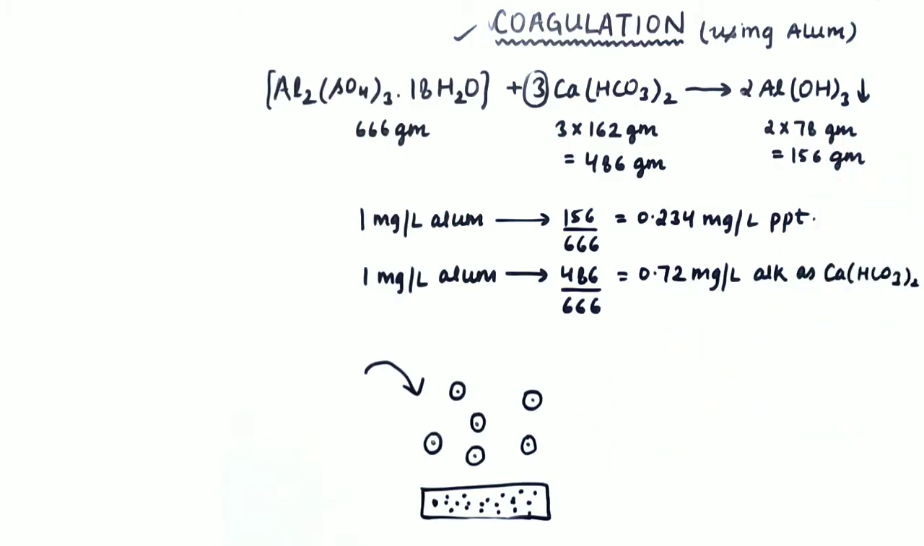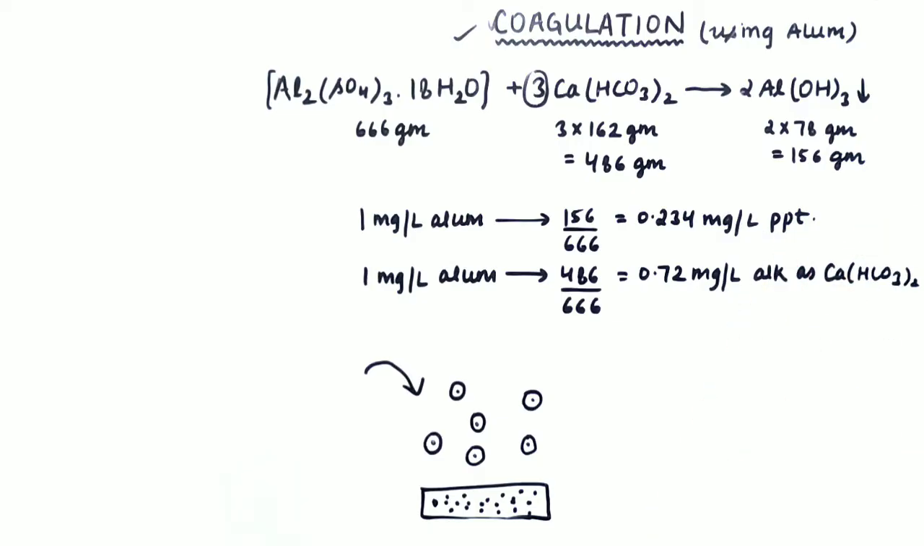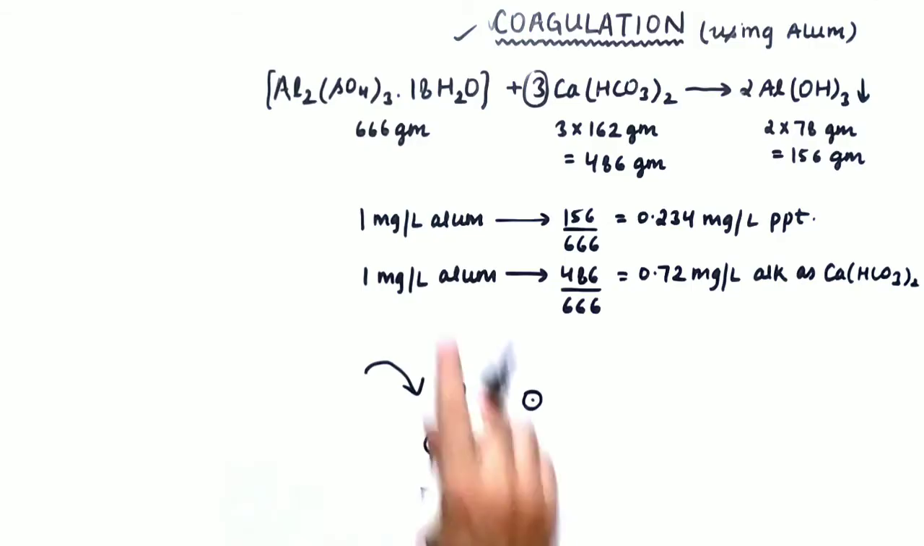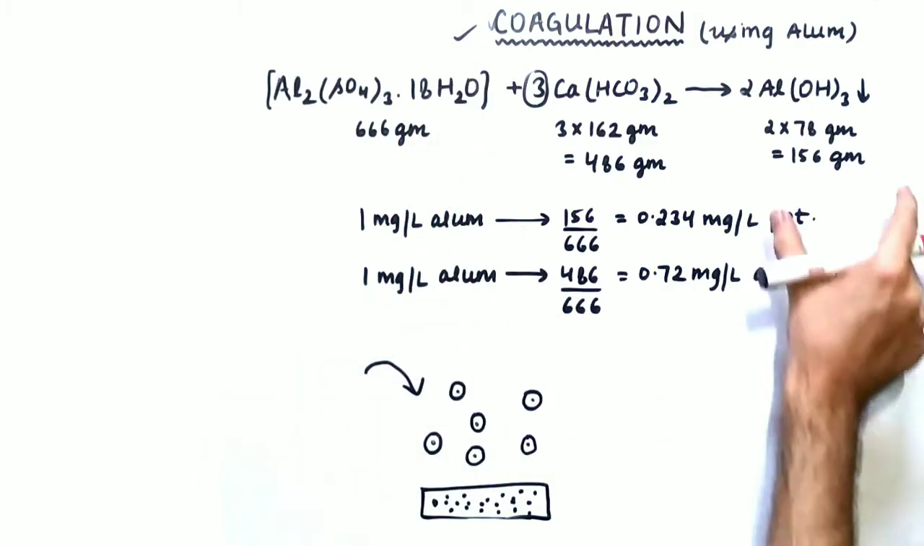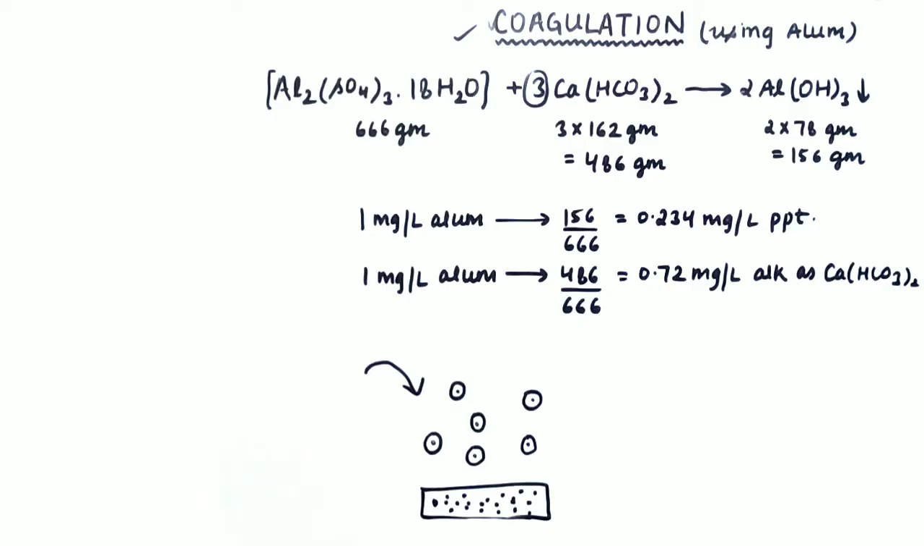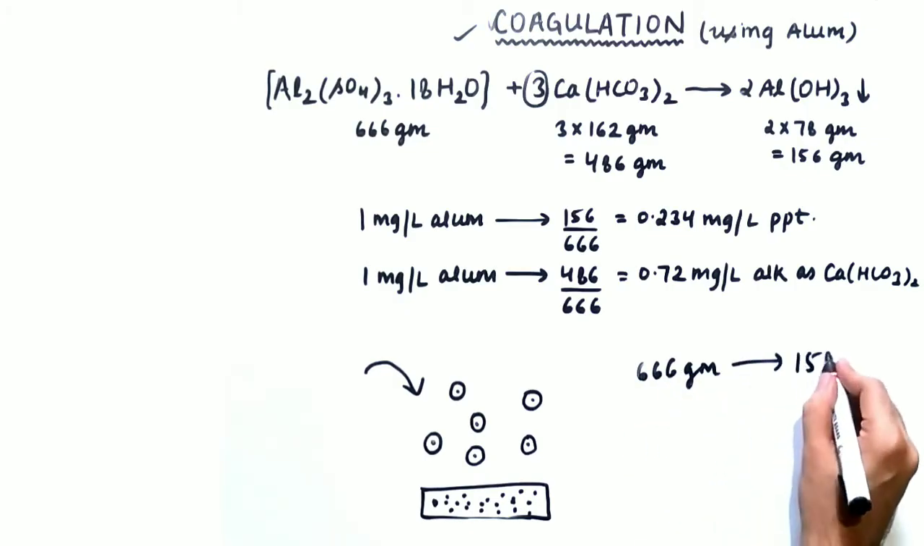Similarly in this case, 78 gram is the molecular weight of aluminium hydroxide, and multiplied by 2 will give you the actual weight present, that is 156 gram. Now see, the questions that will be asked will be somewhat related to what is the weight of the sludge, or how many milligram per liter of precipitate will be formed, how many milligram per liter of alkalinity is required. See, now as you can see, 666 gram of alum will result in 156 gram of precipitate. Now how much will 1 gram of alum turn into precipitate? 666 gram alum gives 156 gram precipitate.